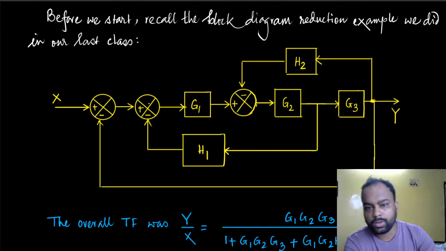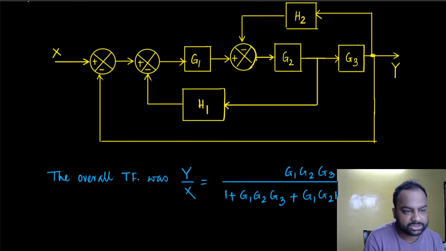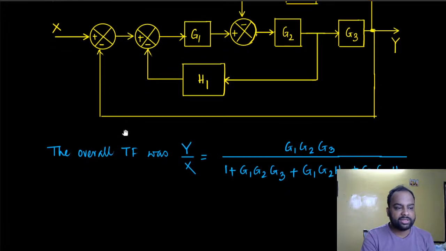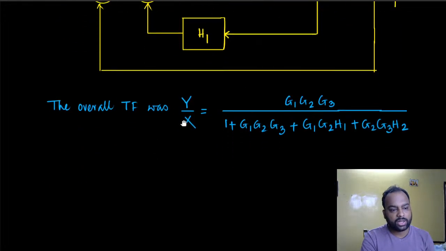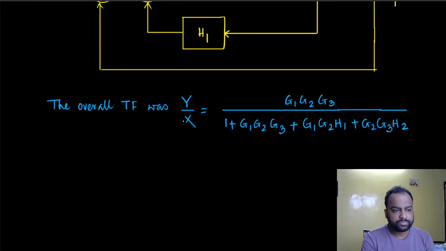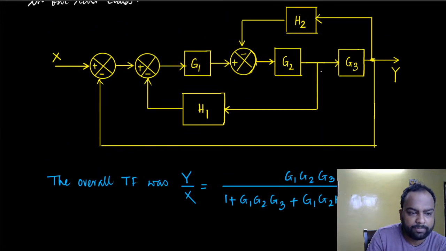All right. So with that aside, I just copied what we did in our last class. This was the system that we actually reduced in our last class, and this was the overall transfer function. So we actually went through a lot of hassle. We first brought this from this side to this side, and then we combined these two blocks as cascades.